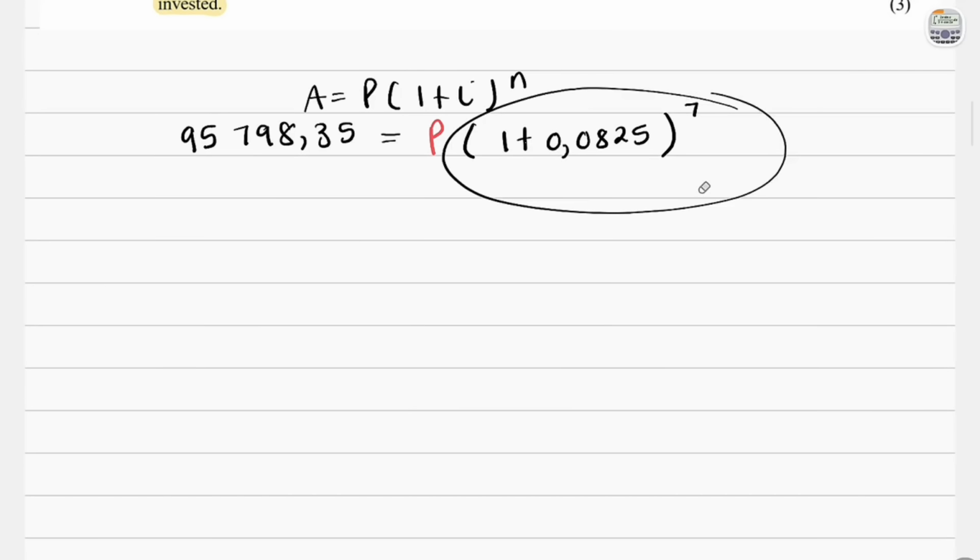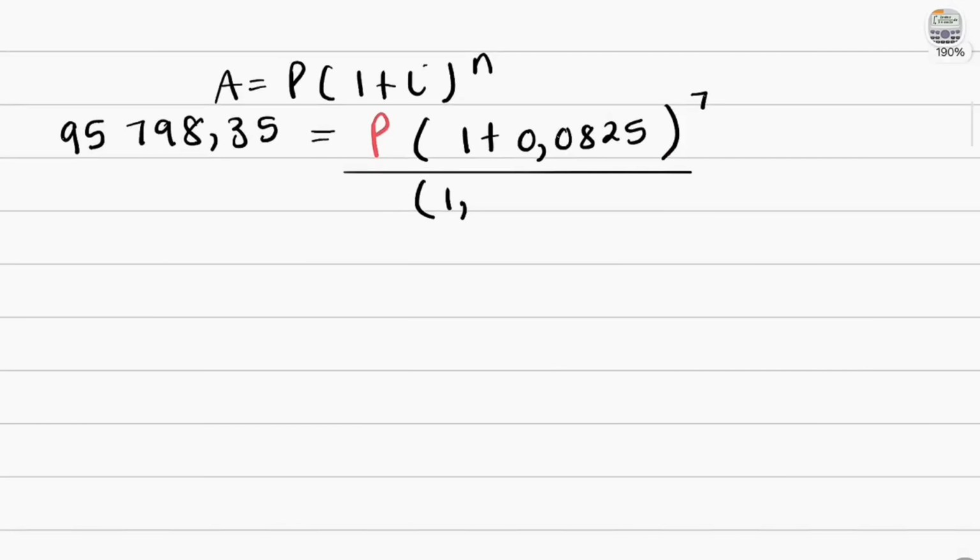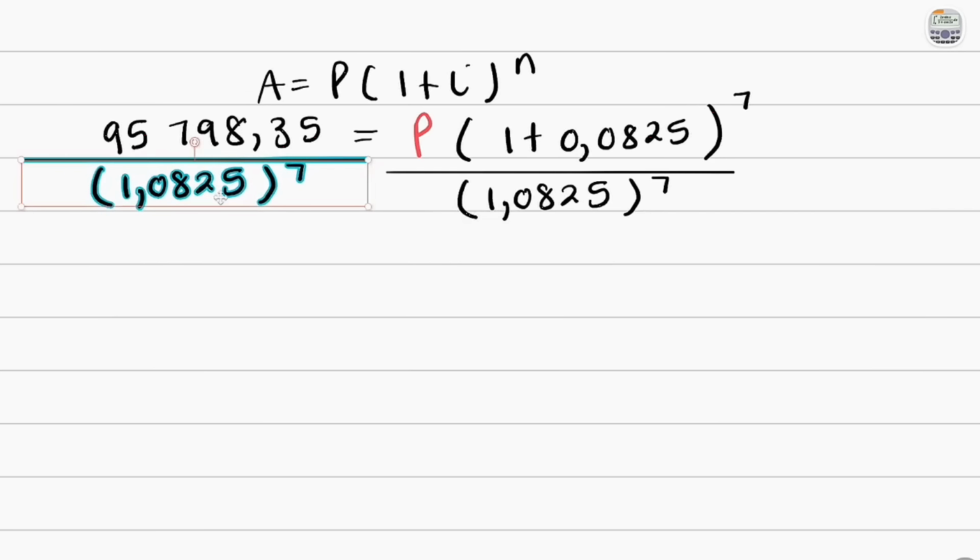Well, all of these are numbers. So if we get rid of the number, then we get to the P. It's multiplying to the P, so you get rid of it by dividing. So we'll divide by this. You can just say divided by 1.0825 raised to the power of 7 because if you say 1 plus this decimal, that's what it gives you. And what you do on that side, you also do on this side.